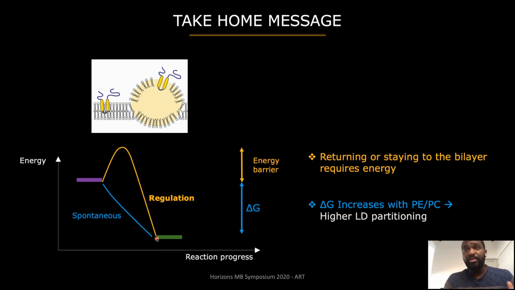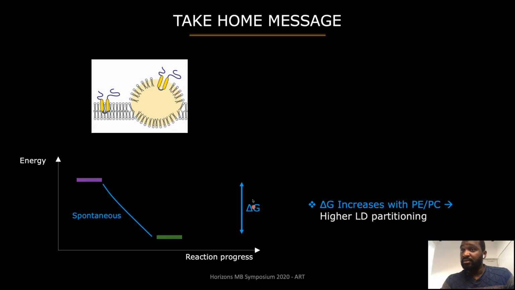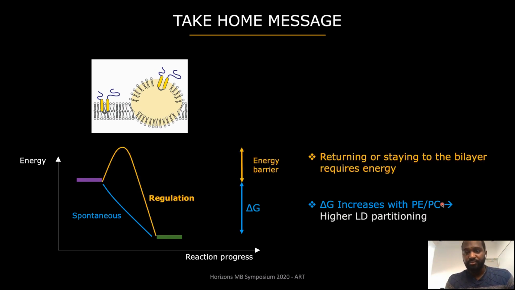And to prevent that, there must be regulation that would prevent this accumulation here. This can happen by having an energy barrier. And what is interesting is that this energy barrier depends also on the PE to PC ratio. And just to finish, I see I have 1 or 2 minutes left. Let me just show you two illustrations that are in agreement with our hypothesis.